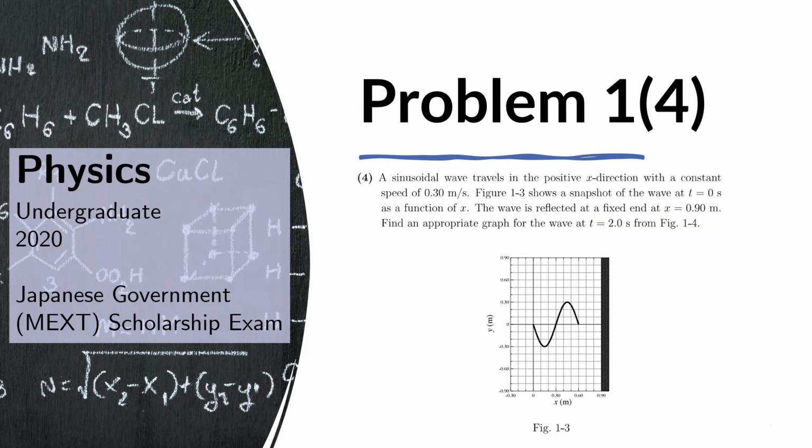A sinusoidal wave travels in the positive x direction with a constant speed of 0.30 meters per second. Figure 1-3 shows a snapshot of the wave at t equals 0 seconds as a function of x. The wave is reflected at a fixed end at x equals 0.90 meters. Find an appropriate graph for the wave at t equals 0 seconds from figure 1-4. So figure 1-4 is not here, it's in the next slides. It's just the figures that contain the choices.